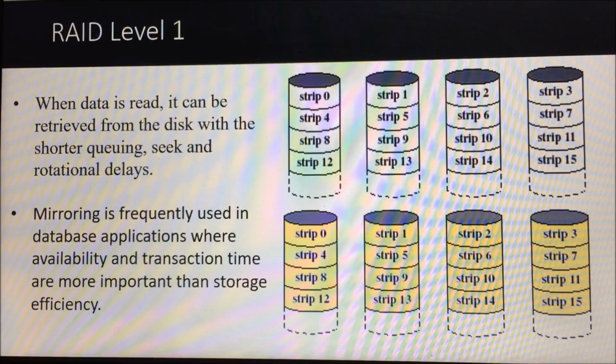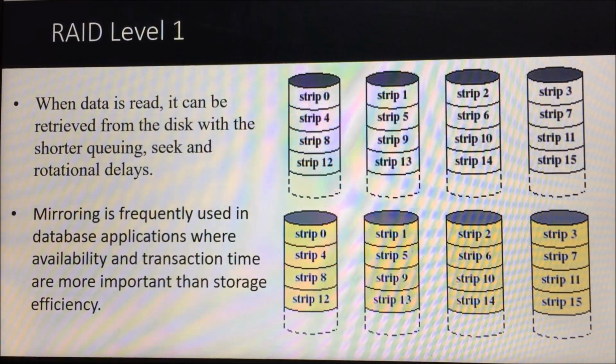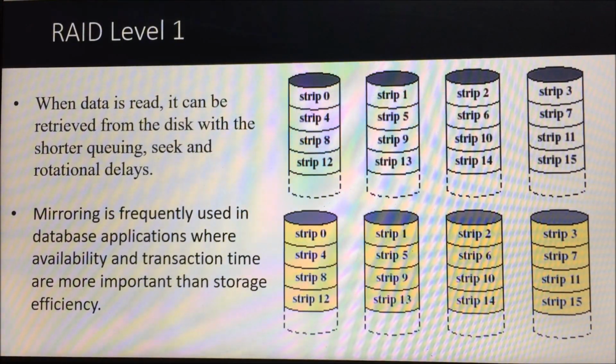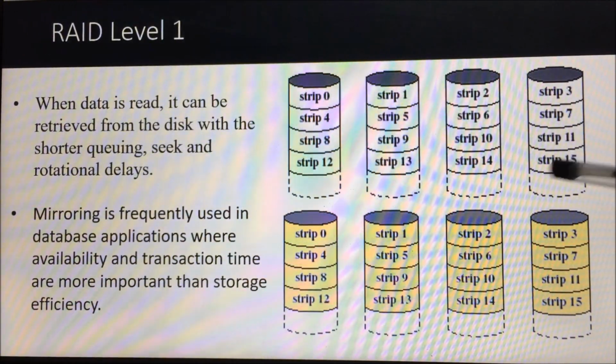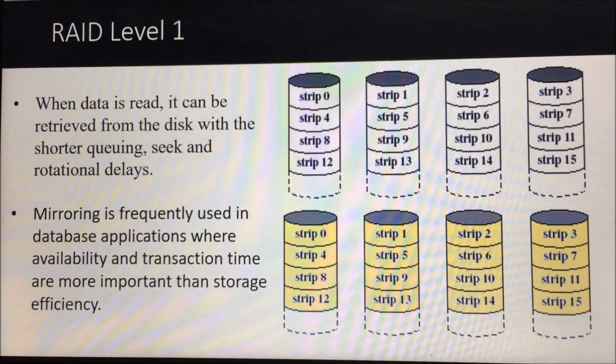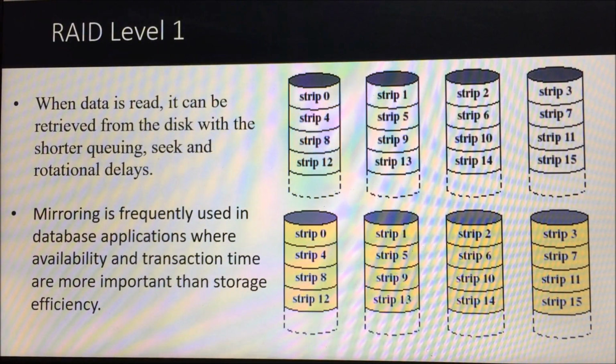The next one is RAID level 1. In RAID level 1, redundancy will be at the highest level, because whatever data disks we have here will be replicated as they are. So this is called the mirroring method. Whenever we want to read data, it can be read from either disk, either from the original disk or the duplicate disk.